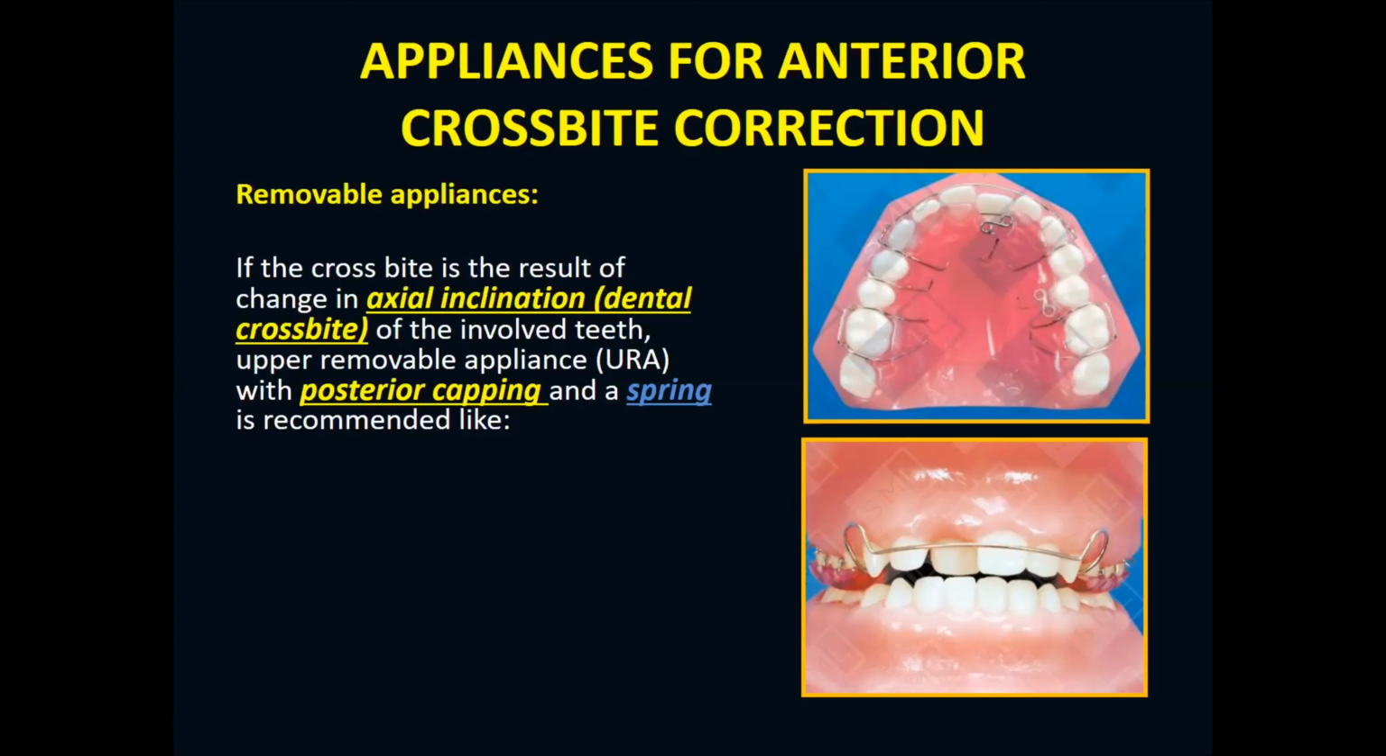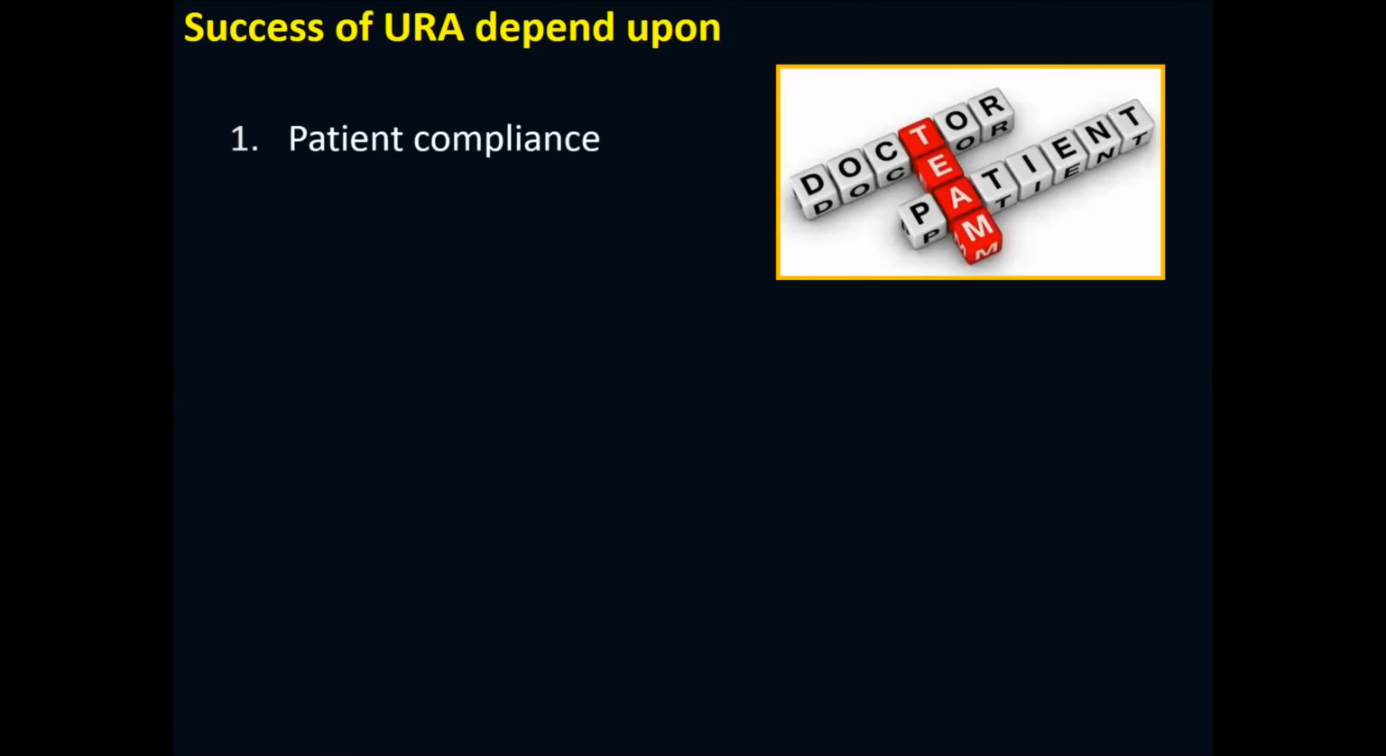And you can do it with some kind of spring, as you can see over there, the buccal spring. You can use a double cantilever spring or any kind of screw plate in which you are just tightening the screw and this pushes the upper incisors into their proper position. Moving on, the success factor for the upper removable appliance for the correction of the anterior crossbite, the most important factor for any removable appliance, is the compliance of the patient.